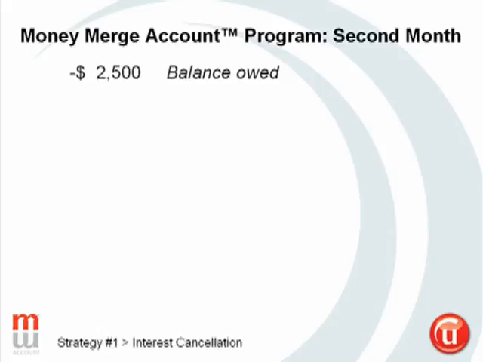Let's look at month number 2. We had a balance of $2,500. At different intervals throughout the utilization of the Money Merge Account program, the program will prompt the client to move money from one account to another account to capitalize on interest cancellation, to capitalize on strategies to utilize their money to its greatest potential. So we'll say that the software has come online, created a line item for John and Rebecca Jones, and told them to send $5,000 from their line of credit payable to their primary mortgage.